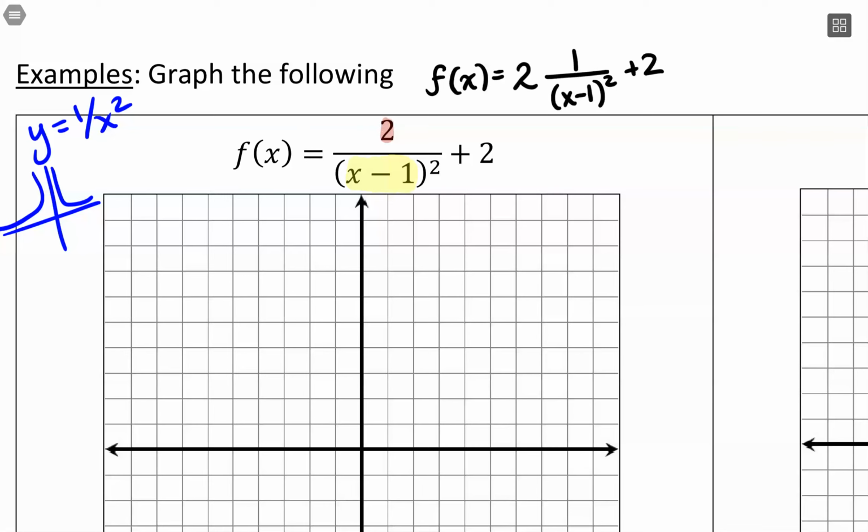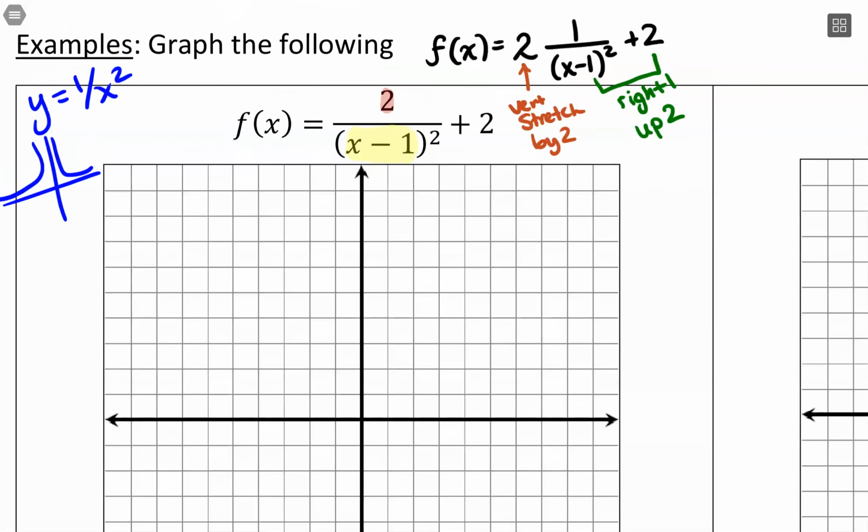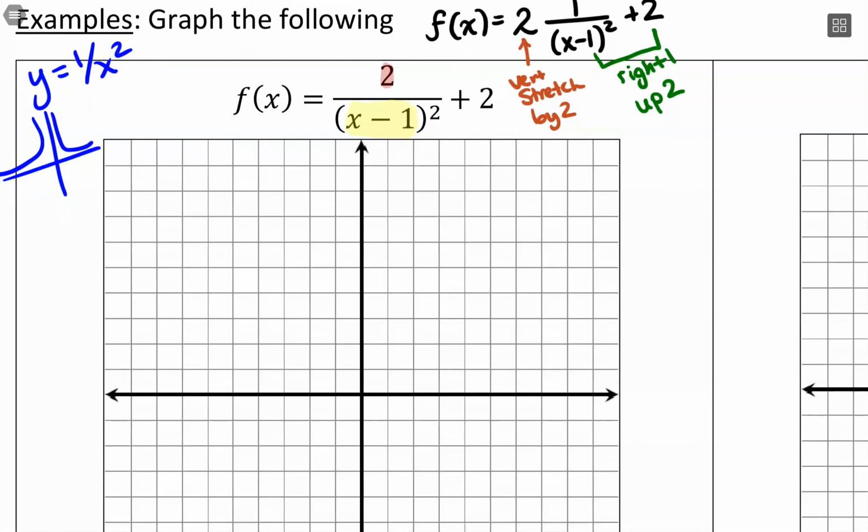That might be easier to see the transformations, because then we can see the 2's multiplying on the outside of the function, so that's going to be a vertical stretch by 2. And inside the function, that's just a shift, and same thing out here. So with the x minus 1, that's telling me we're shifting to the right 1, and the plus 2 on the outside would mean we're going up 2.